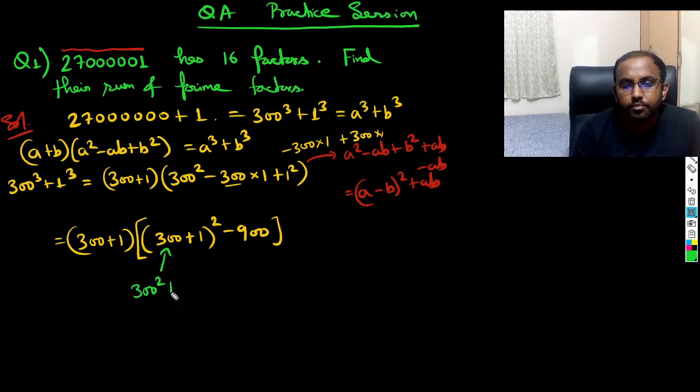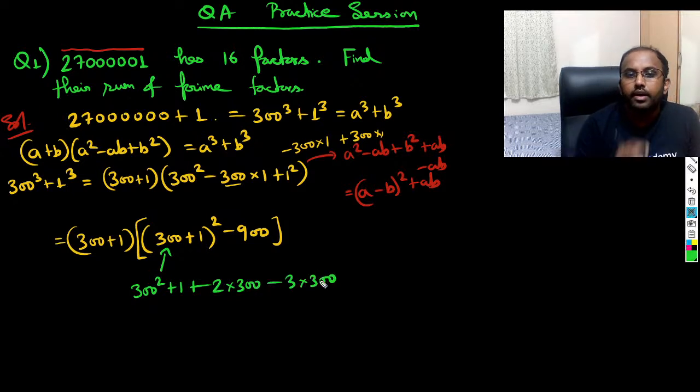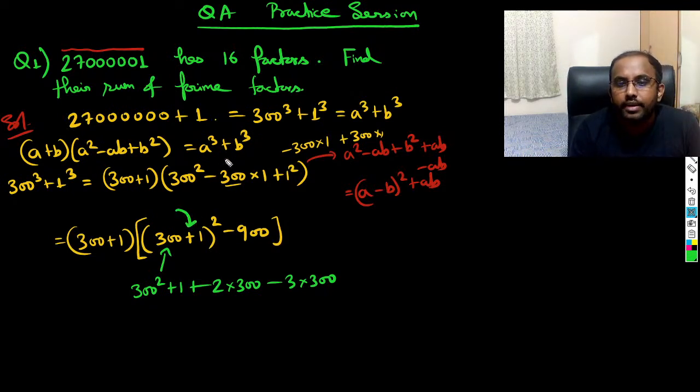So this becomes 300 square plus 1 plus 2 into 300, and this is minus 3 into 300 actually, right? I wanted to make it in the form of plus, but we have a minus sign here. So rather than breaking in the form of a minus b whole square, what I've done here is like adding 2ab and subtracting 2ab, right? Then it will become a minus b whole square.